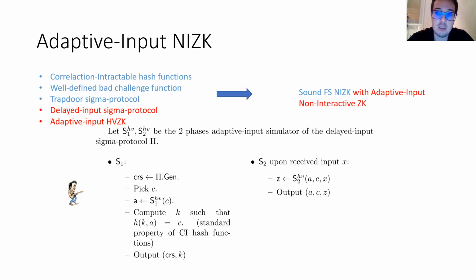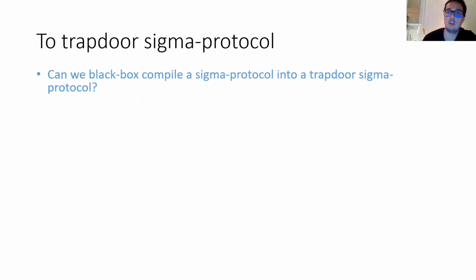Particularly, in the first phase S1, we sample an honest CRS, we pick an arbitrary C as the challenge, we compute the first message A using the first phase of the honest verifier zero knowledge simulator, and then we compute a seed K such that H_K(A) is equal to C. This is possible through the programmable property of the hash function, and we output the CRS. In the second phase, we have received the statement X, so we just use the second phase of the honest verifier zero knowledge simulator, and we output the valid transcript.